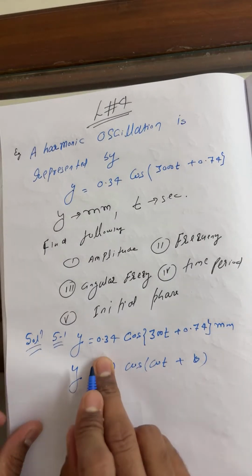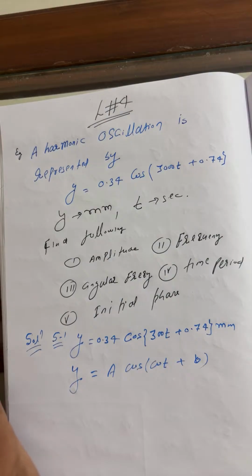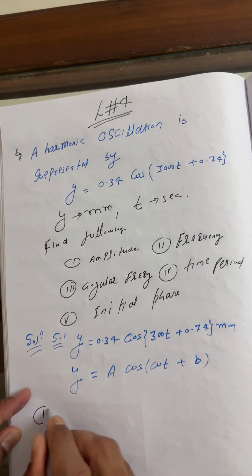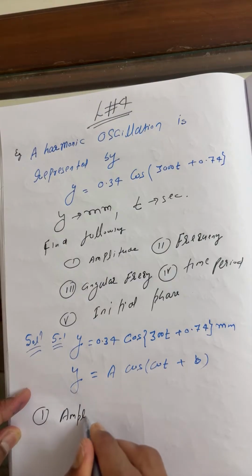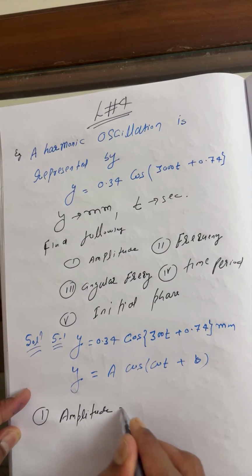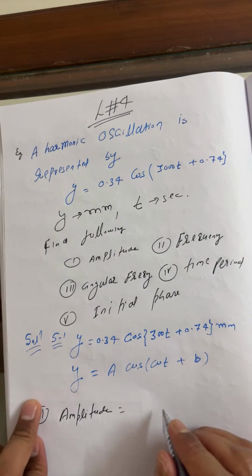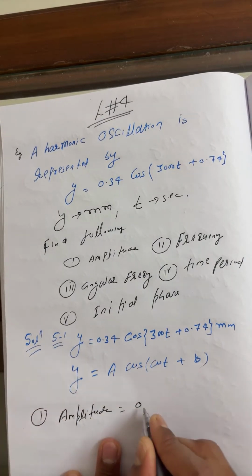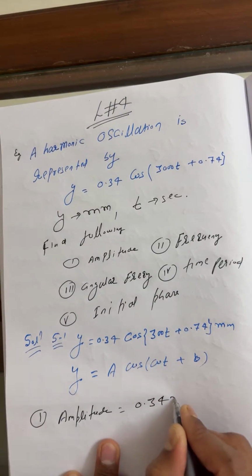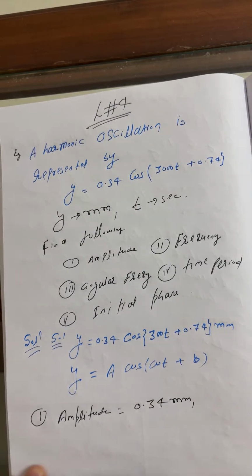Because we have to find the amplitude here, I'll write the answers one by one. Simply equate from here. Amplitude is 0.34 mm, because the entire equation is in mm here. So you can write the amplitude, my dear, as 0.34 mm.